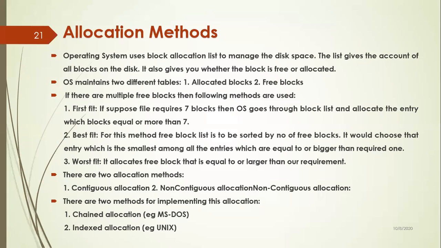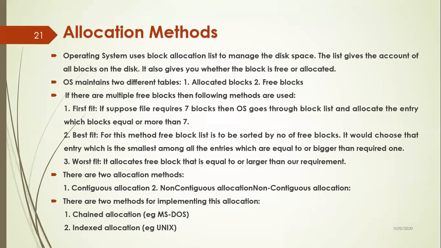Then there is no issue. It is just going to assign that block to the file. Now, best fit for this method, the free block list is to be sorted by the number of free blocks. It would choose that entry which is smallest among all the entries and which is equal to or bigger than the required one. In first fit, it is just going to check which one is the first available.